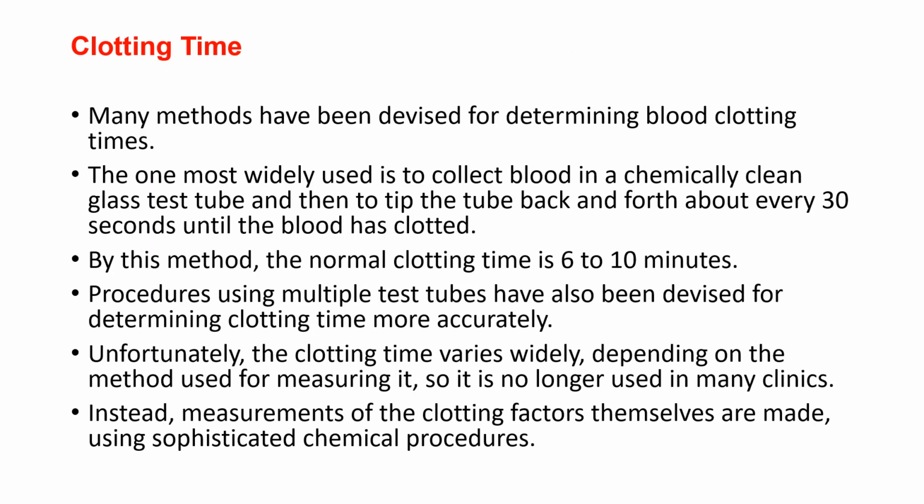Clotting time. Many methods have been devised for determining blood clotting times. The one most widely used is to collect blood in a chemically clean glass test tube and then to tip the tube back and forth about every 30 seconds until the blood has clotted. By this method, the normal clotting time is 6 to 10 minutes. Procedures using multiple test tubes have also been devised for determining clotting time more accurately. Unfortunately, the clotting time varies widely, depending on the method used for measuring it, so it is no longer used in many clinics. Instead, measurements of the clotting factors themselves are made, using sophisticated chemical procedures.